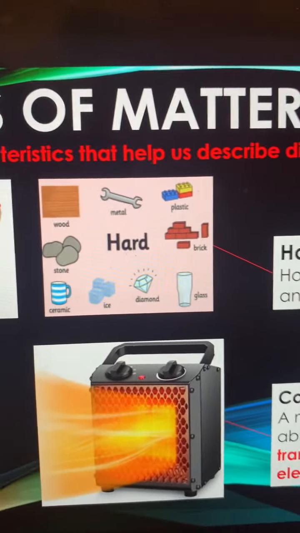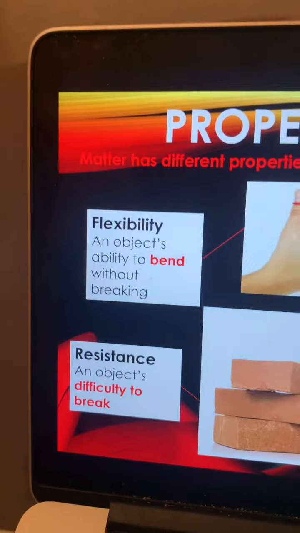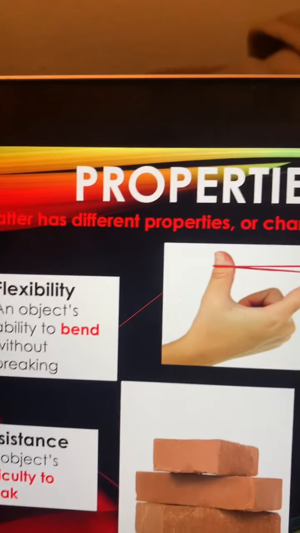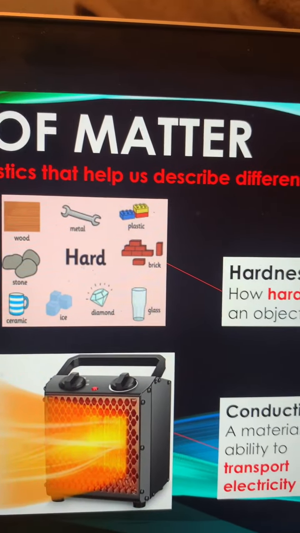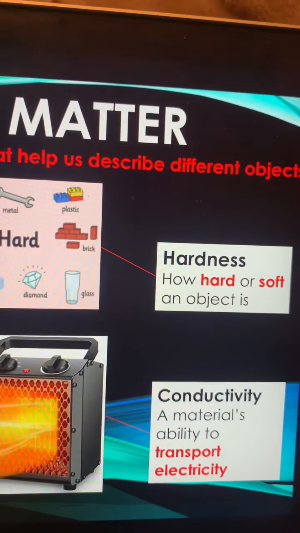Next, we have hardness. An object can be hard, like this table, or it can be soft, like this t-shirt. So far, we've discussed flexibility, resistance, hardness, and now we're going to talk about conductivity.